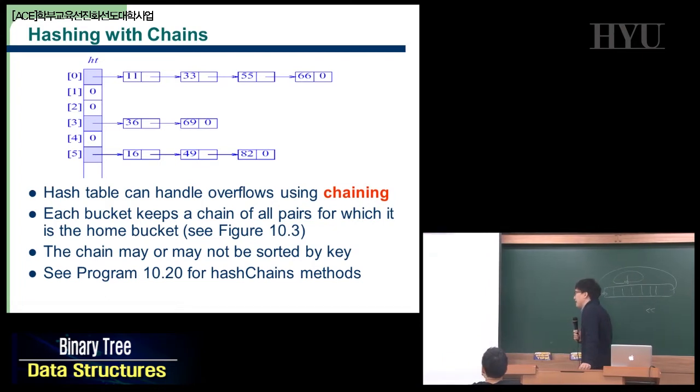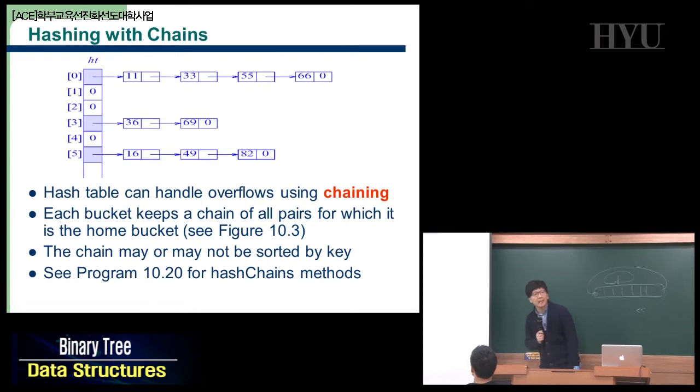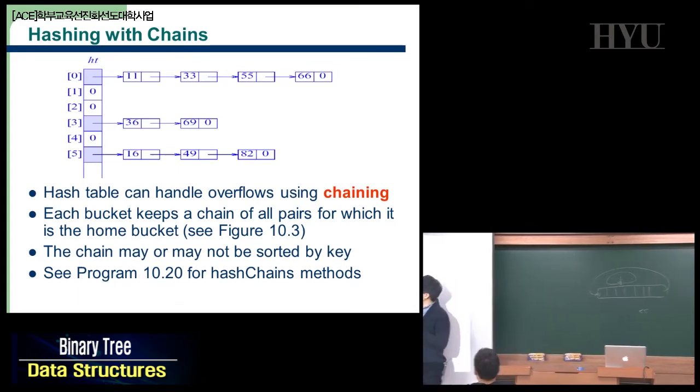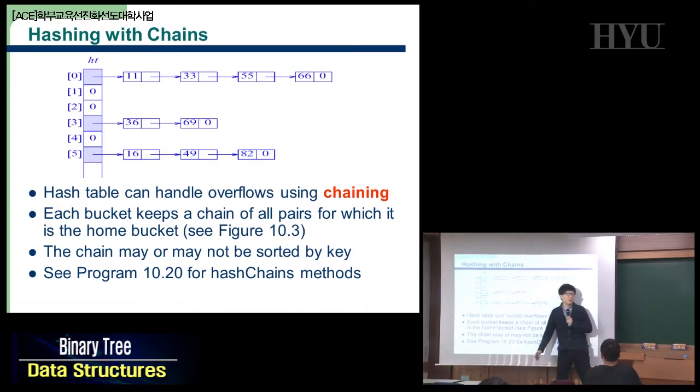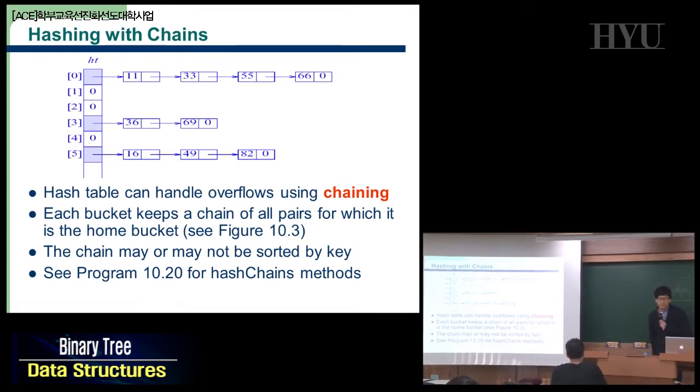The chain may or may not be sorted by key. In this example, I think it's sorted: 11, 33, 55, 66, 36, 69. If you want, every time you insert an element, you do a sorting after that, or you don't have to. If it's nicely designed, hopefully you just have a maximum of 1 or 2 elements in each home bucket, and these elements will be evenly distributed among the other pointers as well. That fulfills the general purpose of the hash table in the first place.